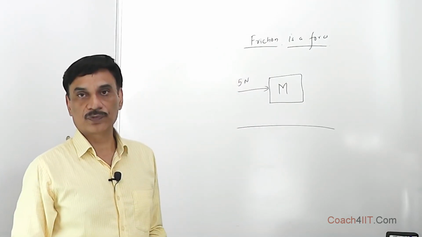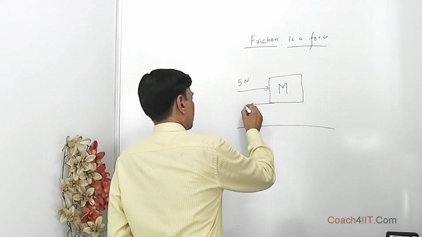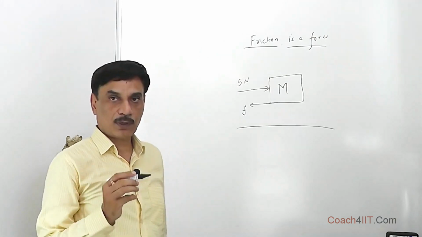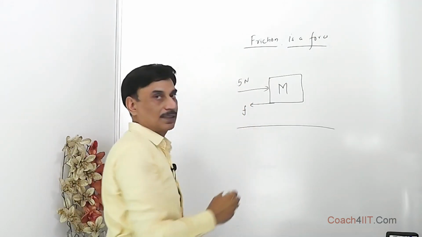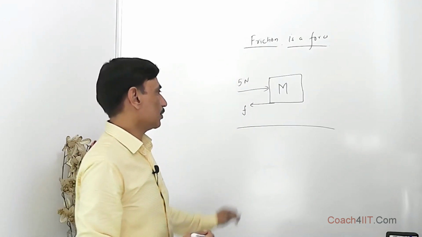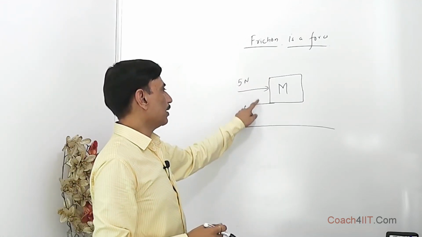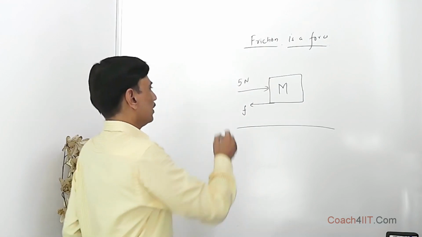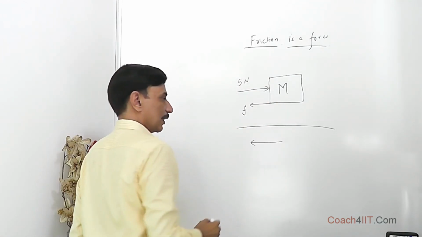This block doesn't move because there is a force of friction in this direction. Most students say the block does not move because this friction force is bigger than 5 Newton. Had this force been bigger than 5 Newton, it means that if this is bigger than this, the net force would have been in this direction.